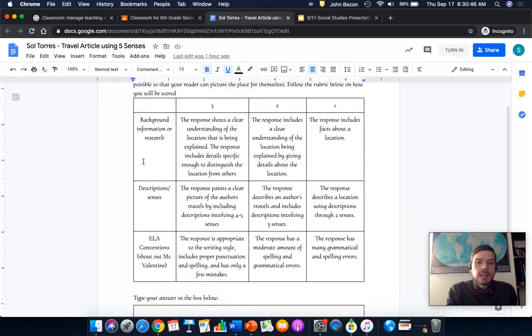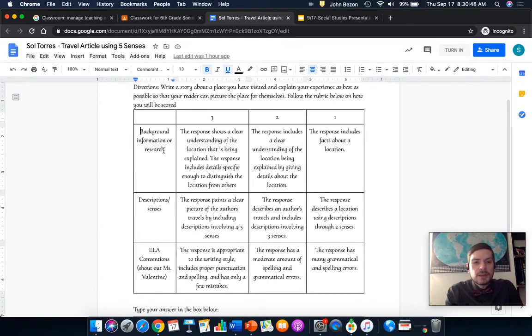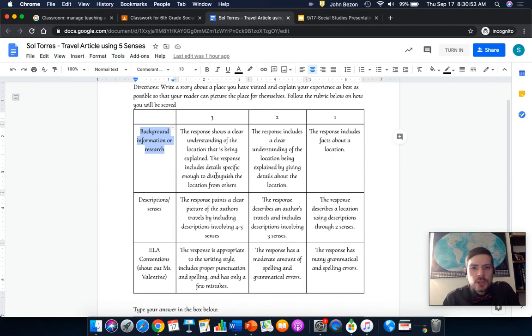So there are 3 categories. The first category is background information or research. In order to get full credit, it says the response shows a clear understanding of the location that is being explained. The response includes details specific enough to distinguish the location from others. What that means is you're explaining the place in vivid detail. You're giving me details that are really specific to that place. So let me give you an example.